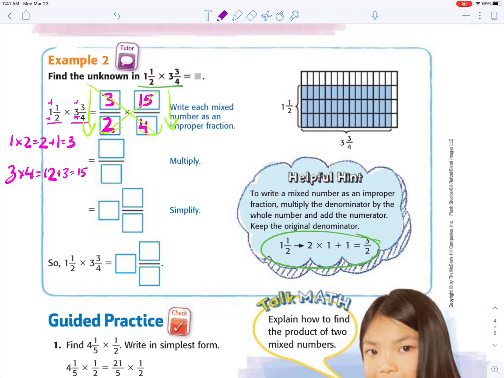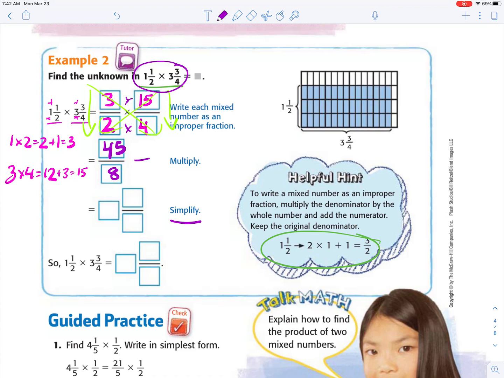So let's multiply the numbers on the top. 3 times 15 is equal to 45, and 2 times 4 is equal to 8. So our new improper fraction is 45/8. Now for this lesson, since we've started with mixed numbers, we have to end with mixed numbers. So in cases where you don't have that, you can leave it as an improper fraction, but for this case, we actually do need to change it back into a mixed number as our simplified form.